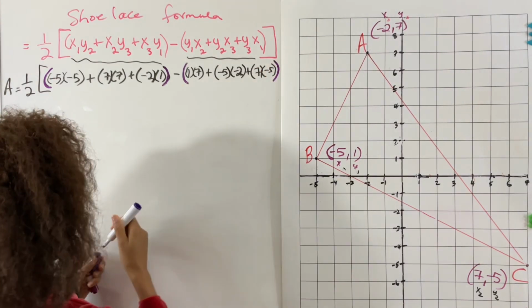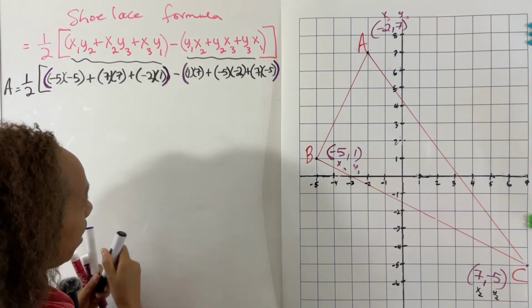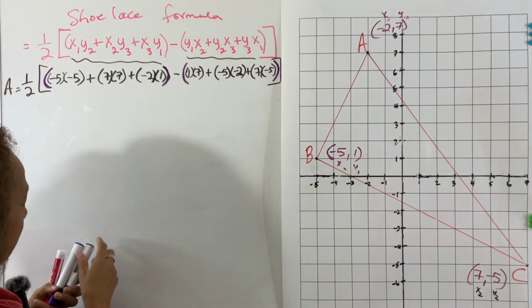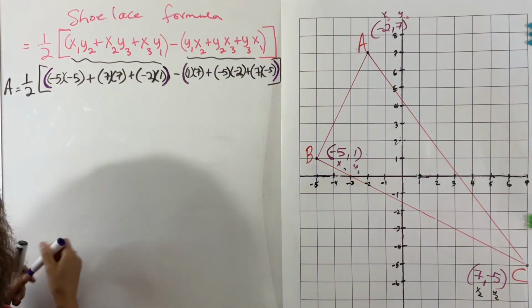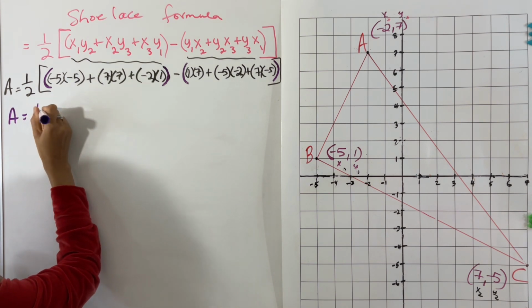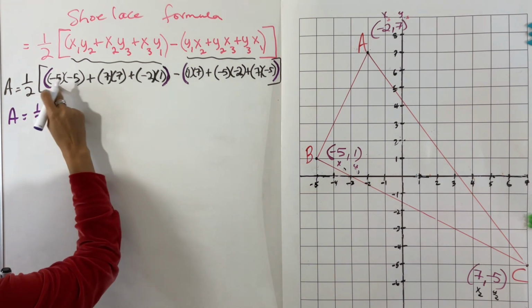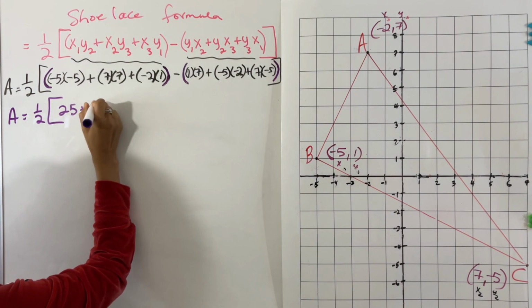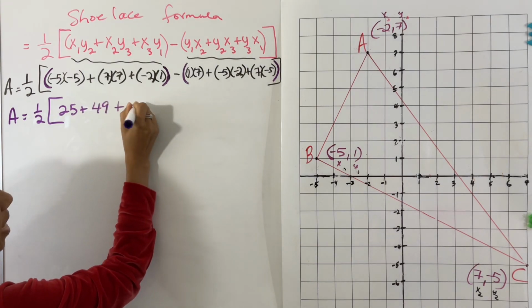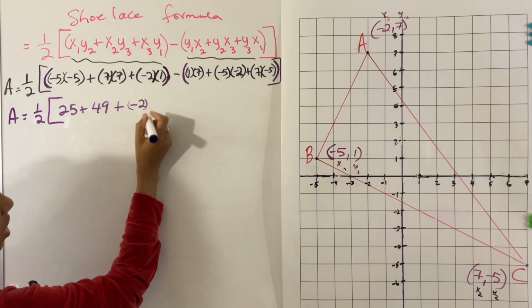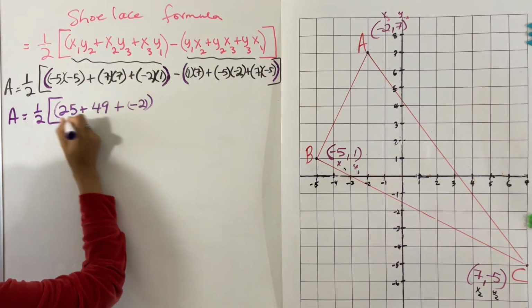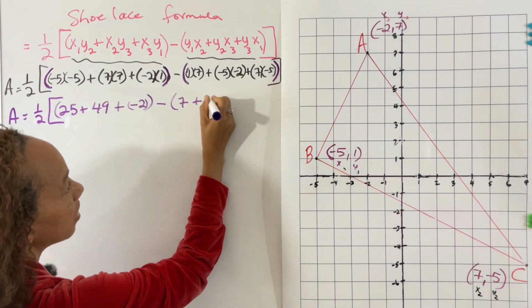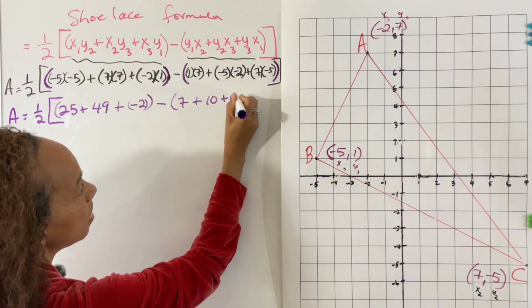Now I'm going to have that, and I'm also going to have the big square bracket. Okay? So let's do the math. I have A is equal to half of negative 5 times negative 5, which is 25, plus 7 times 7 is 49, plus negative 2. I'm going to put that in parentheses just to show you. All of this, and then subtract 7, and this is going to be positive 10, and then this is going to be negative 35.